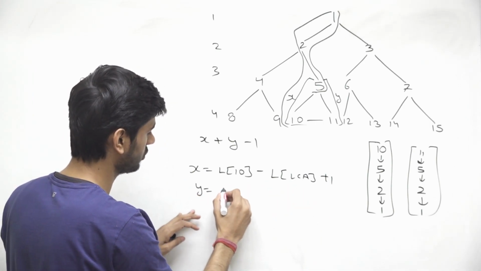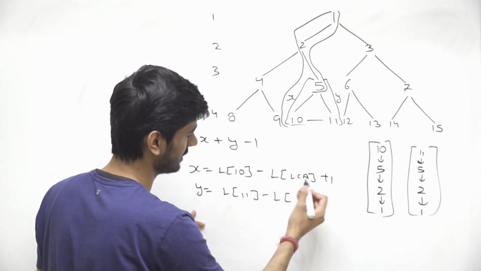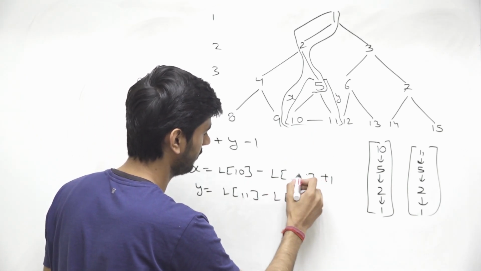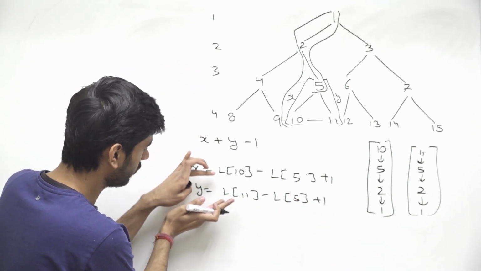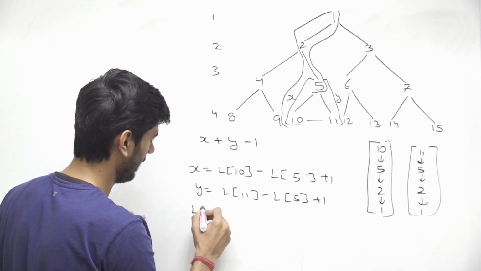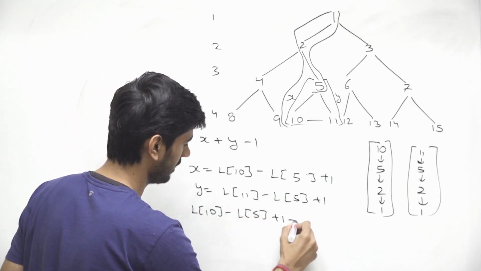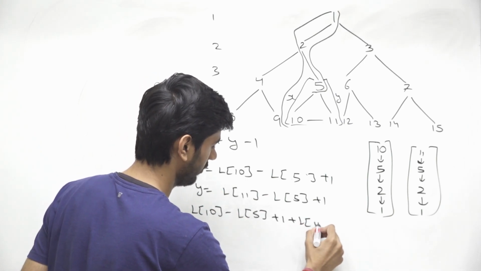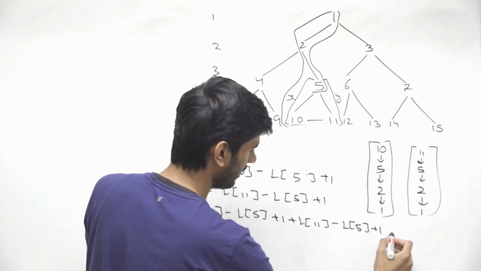Similarly, y will be equal to the level of 11 minus the level of LCA, which is 5. So instead of LCA, we can write 5 here, right? And then plus 1, right? Now if we just put these two values in this equation, then we will get level of 10 minus level of 5 plus 1, plus level of 11 minus level of 5 plus 1, and then minus 1.